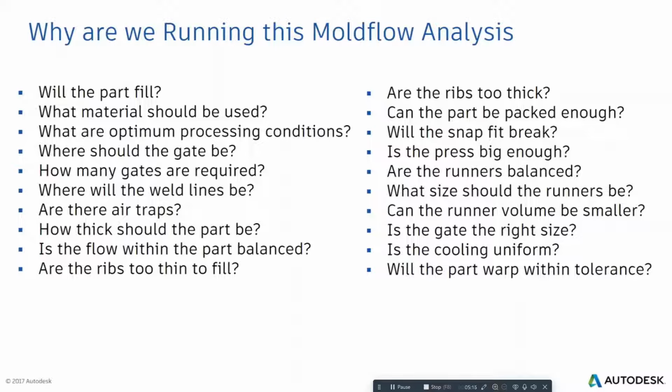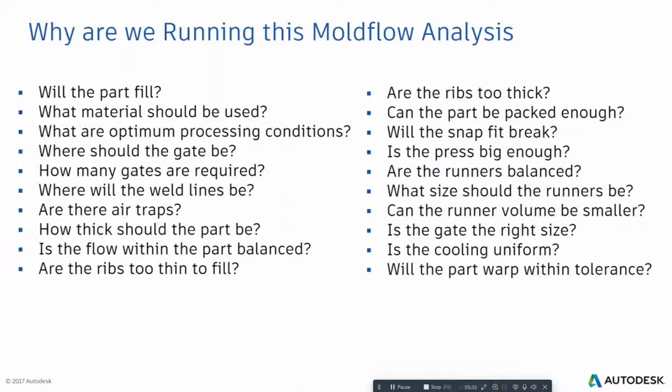Where will the weld lines be? Are there air traps? How thick should the part be? Is the flow within the part balanced? Are the ribs too thin to fill? Are the ribs too thick? Can the part be packed enough? Will the snap fit break? Is the press big enough?